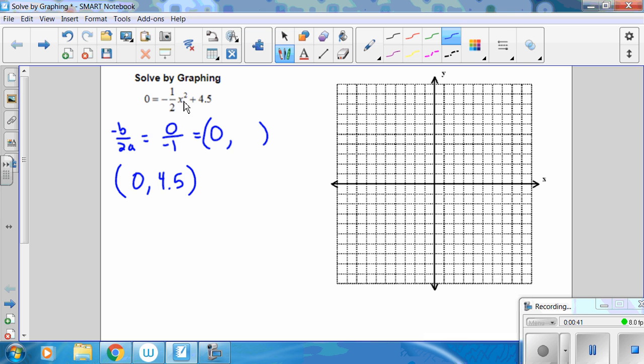If you plug 0 back in for x, this is going to be 0, so it cancels out. So 4.5 is the y coordinate. So we have the vertex. All right, now we'll plot it.